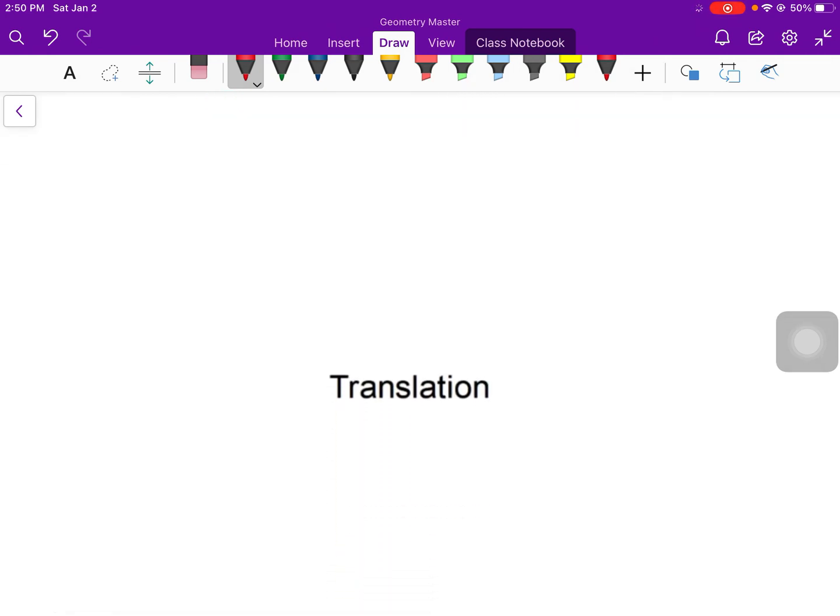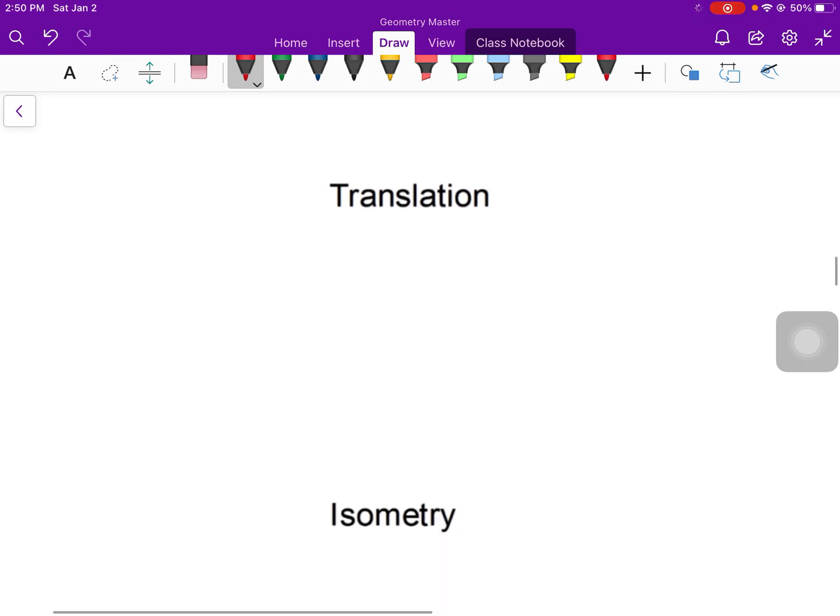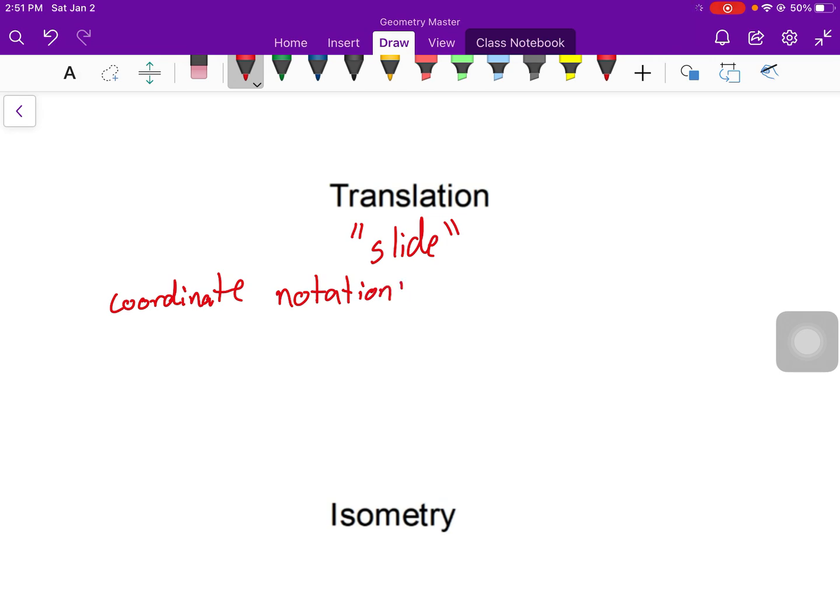So the first transformation that we are going to talk about is a translation. This is the same thing if you've ever talked about slides, flips, and turns. A translation is a slide. We are sliding a point over. We use the coordinate notation to represent these translations. And our coordinate notation says we're taking point x, y, and we're going to x plus some number, y plus some number.